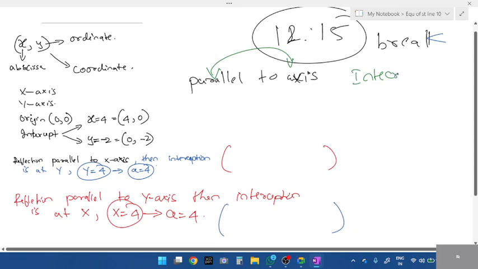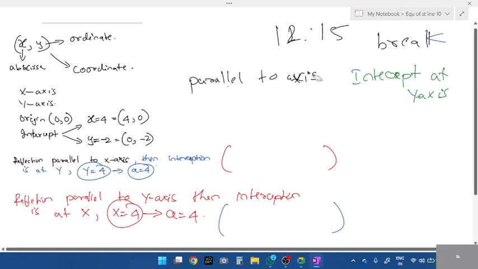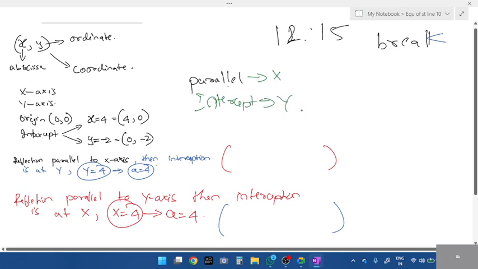So intercept is which one? Intercept should be in which axis? Intercept at y-axis. Parallel and x-axis is one pair, intercept and y-axis is the other. Let me write it short. Remember this: if parallel to x-axis, intercept at y-axis. Wherever it intercepts, students, that extra value you have to take as A. So if it intercepts at 4 centimeter, A is equal to 4.